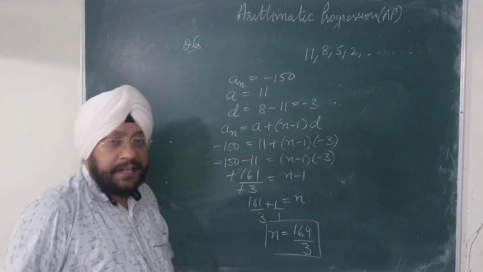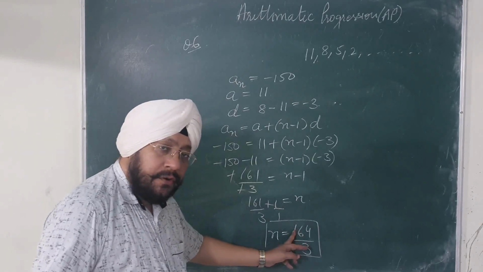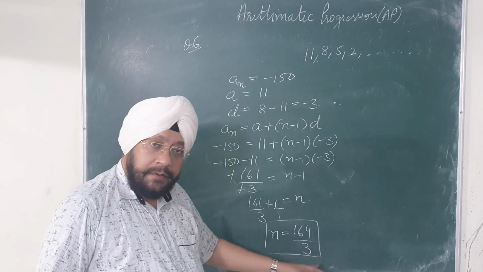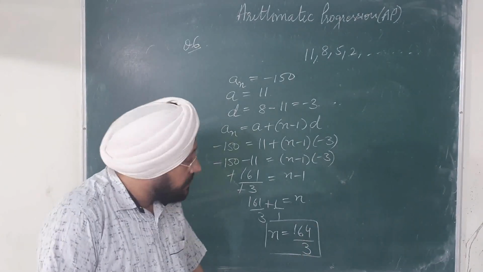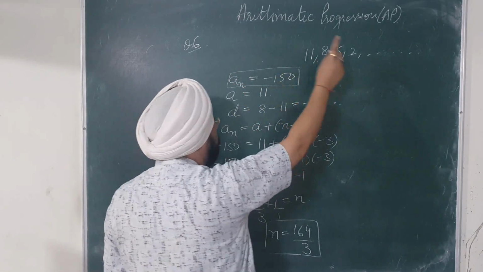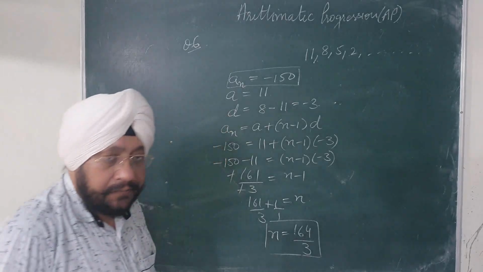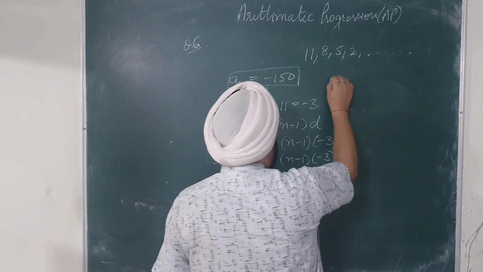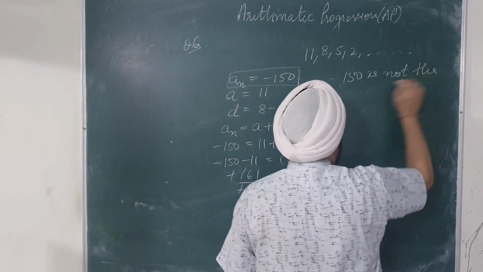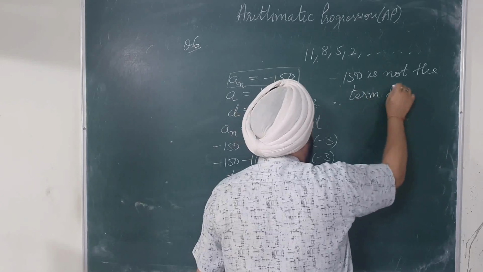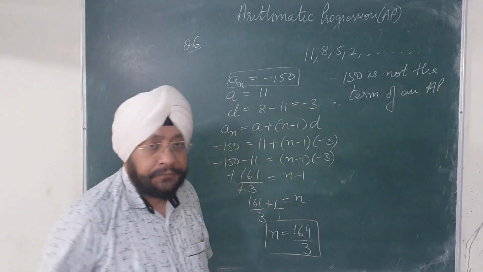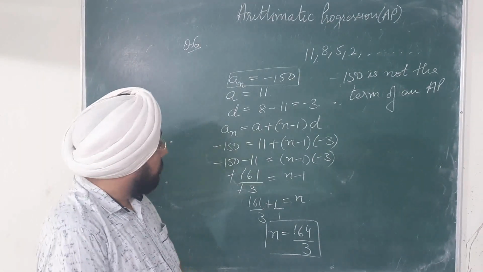Now we can clearly see that 164 is not divisible by 3, so it means n is a fraction, which is not possible. So it means minus 150 is not a term of this AP. So it's clear, minus 150 is not a term of the given AP. Clear? So let's come to the next one.